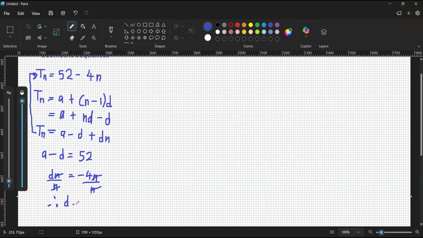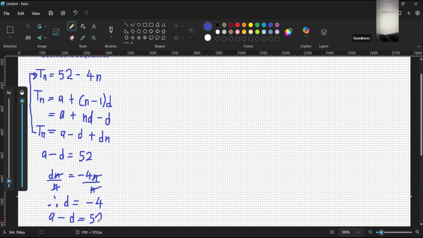Probably one of the most popular symbols in mathematics. So therefore, D equals minus 4. Now that we have that D is equal to minus 4, we can now go to this equation where we have that A minus B equals 52. Remember, that was because of the position, okay?